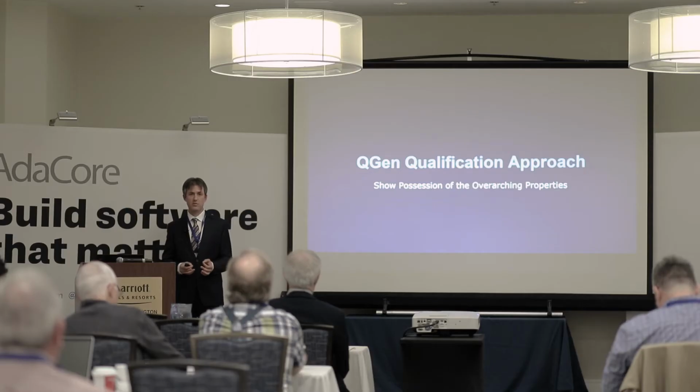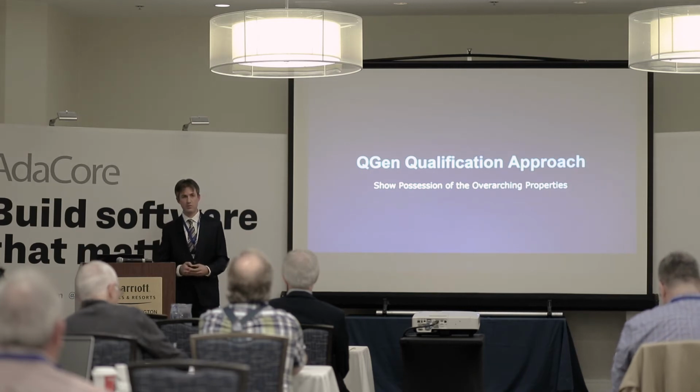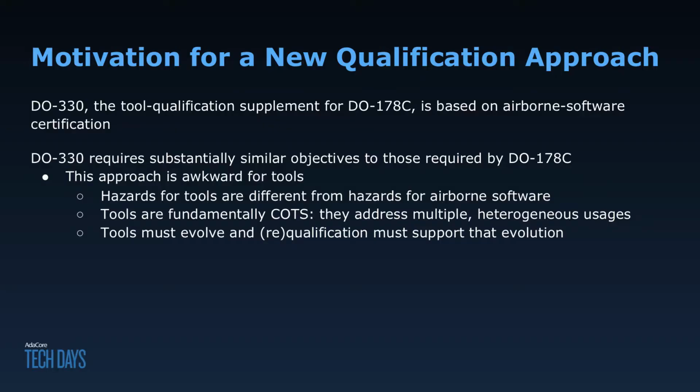So instead of following DO-330 for the qualification of QGen, we're showing that QGen possesses the overarching properties. And I'll spend the next several slides telling you what that means. So you might ask, why are we looking for a new qualification approach for QGen? And our answer is DO-330, the tool qualification supplement for DO-178C, is actually based on airborne software certification, and we therefore feel that it's a little bit awkward to use for tools.